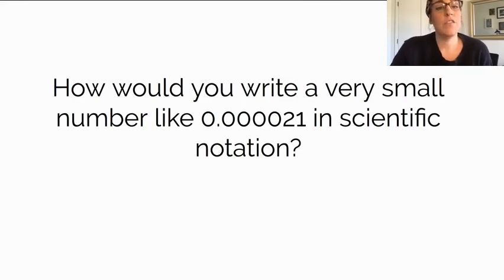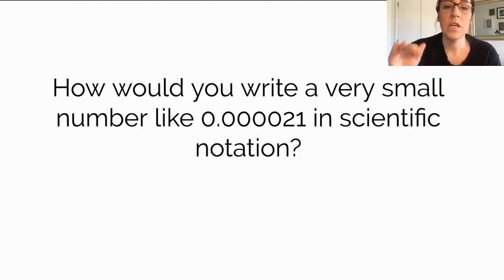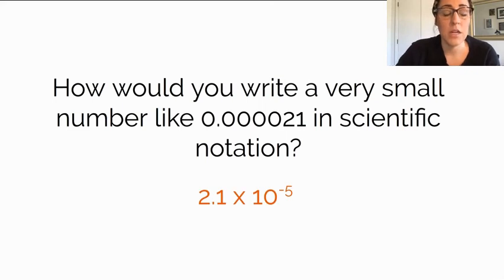How would we write a very small number, which looks like this, in scientific notation? So again, thinking about what is that leading factor. In this case, it's going to be 2.1, but we're not going to be multiplying by 10 here. This time we'll be multiplying by 1/10, so we're going to have a negative exponent. So this is 2.1 times 10 to the negative 5th.